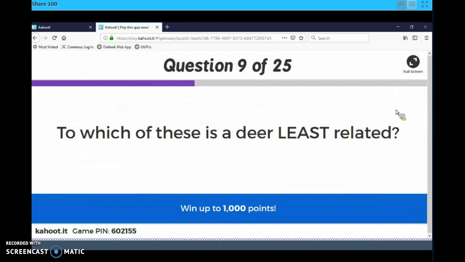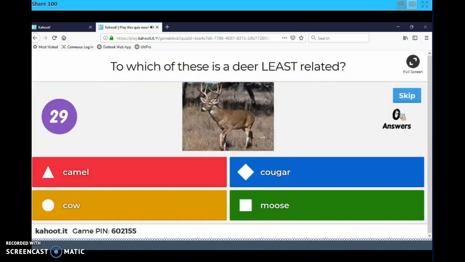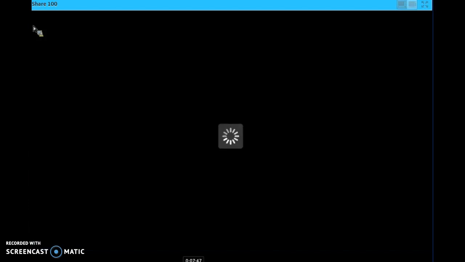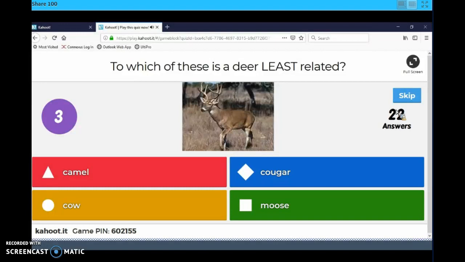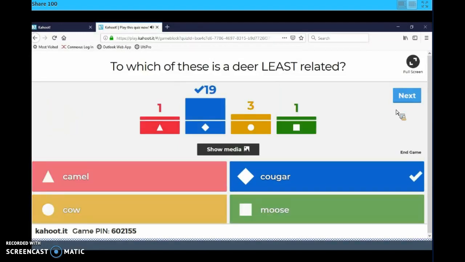To which of these is a deer least related? So it's least related to a cougar. All of the other organisms listed there are similar to deer in the groups they belong to.